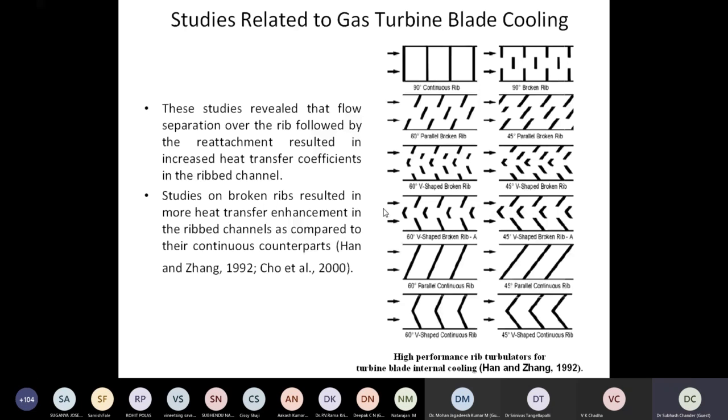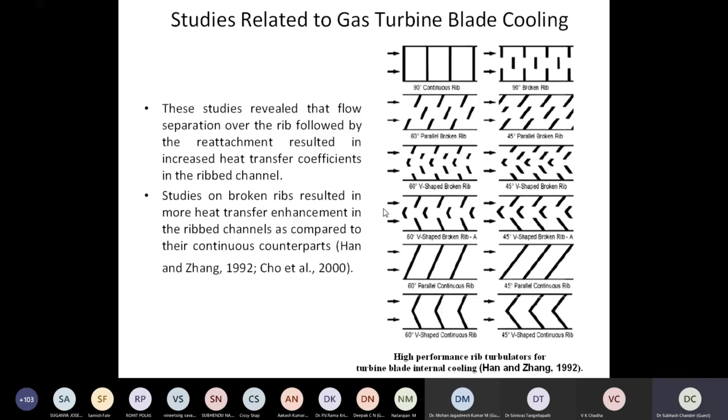So the gas turbine industry hugely uses these types of roughness elements, right? There is a group worldwide who are working actively. The motivation of these roughness elements which we are using in solar air heater applications is basically derived from the roughness elements being used in turbine blade cooling.